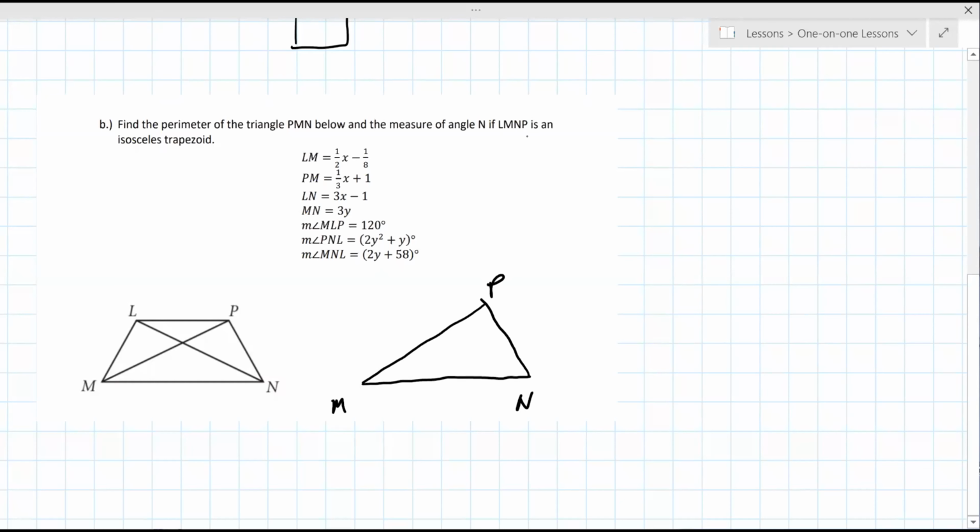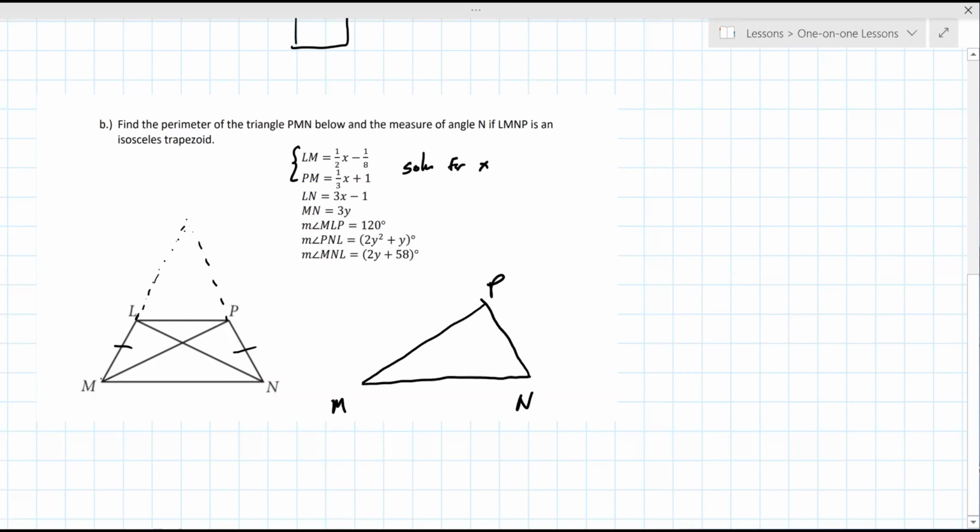Measure of angle N. Okay, so if it's an isosceles trapezoid, that means that this angle is congruent to that angle. It comes from the fact that if you were to extend these, it's an isosceles triangle that's been cut off at the top. Okay, so it says LM, so that means that LM and PM are congruent. So these two are congruent. So you could use that to solve for X at some point. We'll see if that's useful.